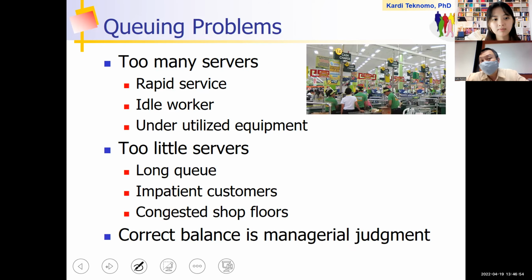One is too many servers. Why is it a problem? Oh, it gives you rapid service, isn't it? But it creates idle workers, underutilized equipment. So it costs a lot. If you say, oh, it's a traffic congestion, right? Traffic jam. So why don't we build a wider road? That will create underutilization.